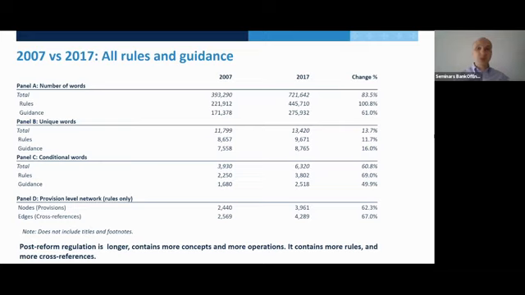So I'll start with the descriptive table. We found that the length of the rules changed: the number of words and unique words increased, also the number of conditional words increased, but also the network became denser, so there were more nodes and more edges, more connections between the rules. So we know now that post-reform regulation is longer, contains more concepts and more operations, and there are more links between the rules.